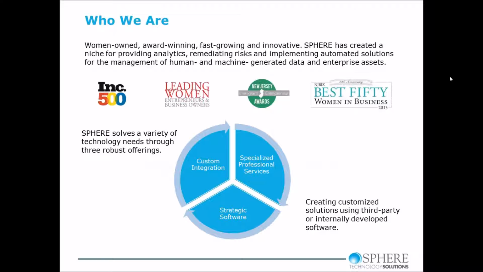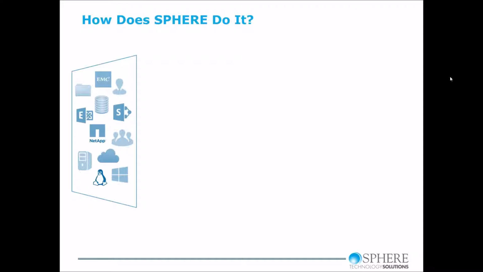The three pillars of our offering are specialized professional services, the consulting and services that we deliver to produce the desired outcomes for our clients. Strategic software, these are the tools that we use to execute for our clients. This is a very interesting blend of both third-party solutions, like Watchful Software, Rights Watch data classification, and Sphere's internally developed intellectual property. Custom integration describes the people, the processes, and the technology that must be deployed to support an effective governance model.